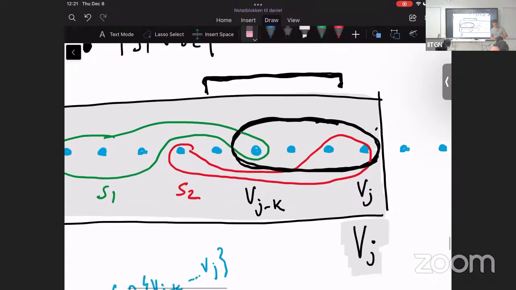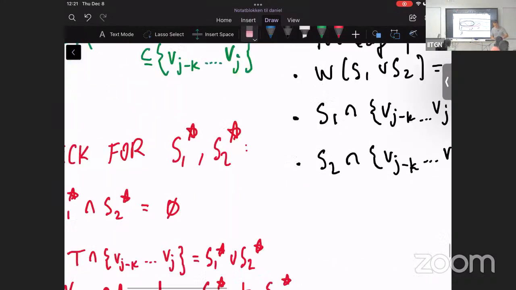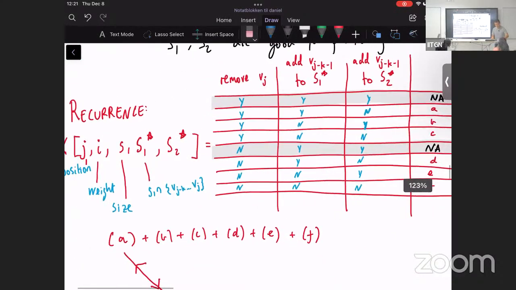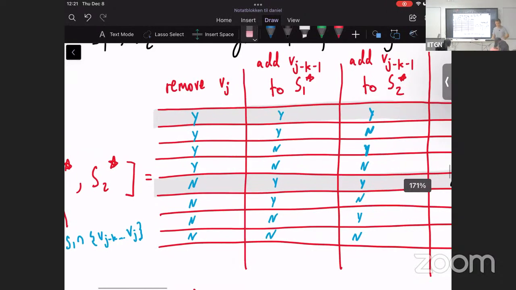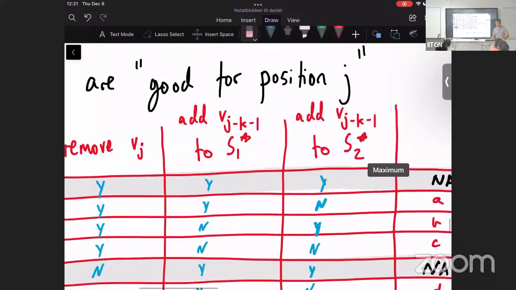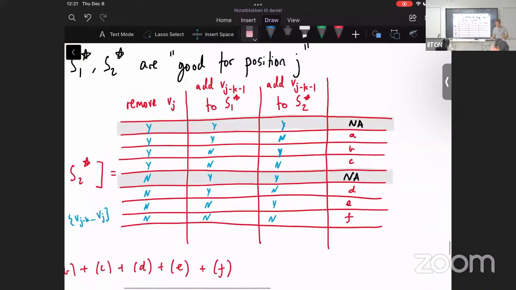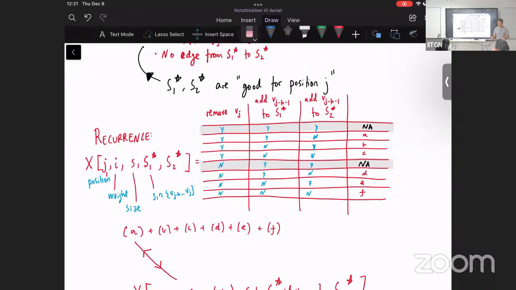So let me remove this as well. So you know, here are the potential options, right? Either Vj gets removed, either Vj minus k minus 1 gets added to s1 star or it doesn't, either it gets added to s2 or it doesn't, and then you just look at the different cases. I've written up cases 1, 2, 3, 4, 5, 6, and the first case is not applicable.